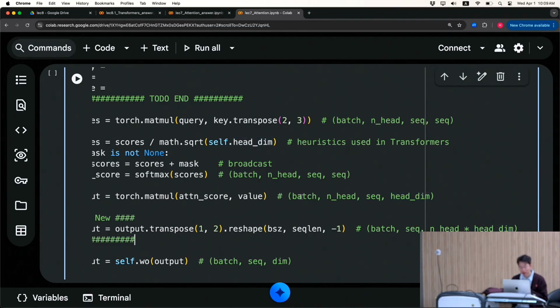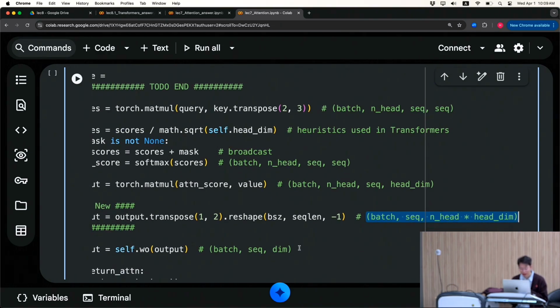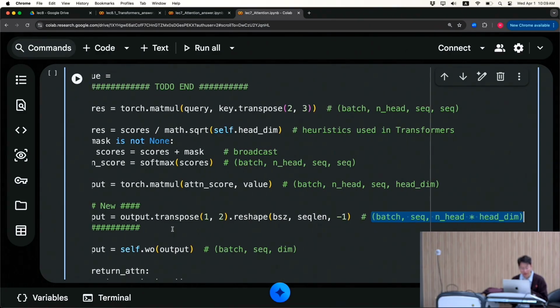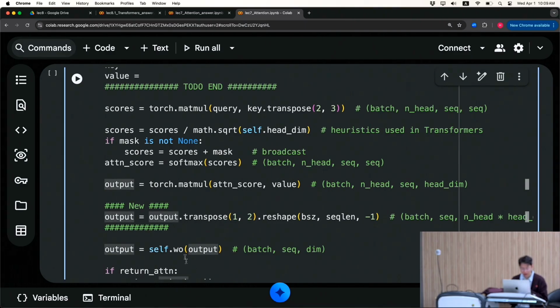So we're going to do some reshaping. Once we get this matrix, we're going to reshape it so that it's of this dimension again: batch size, sequence, number of heads times head dimension. Why are we doing this? Because we're going to get this W out matrix and multiply it so that we can come back to the original dimension, which is of size batch size, sequence, and dimension.